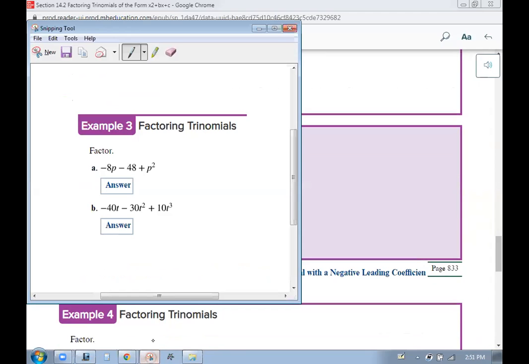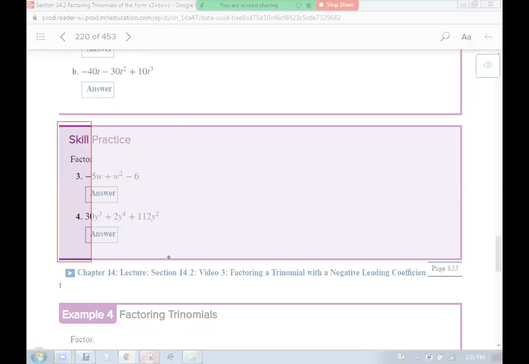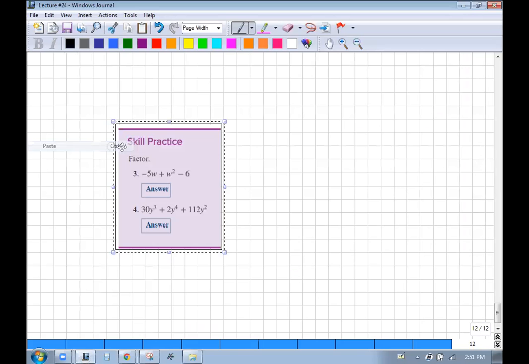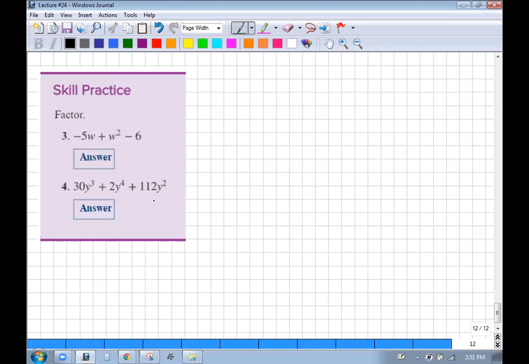So let's look at these. Okay, first thing, put them in order, right? We need the highest power, the second highest power, and then the lowest power. All right, we don't have any numbers out here. There's nothing we can factor out. So we can go straight to this step.